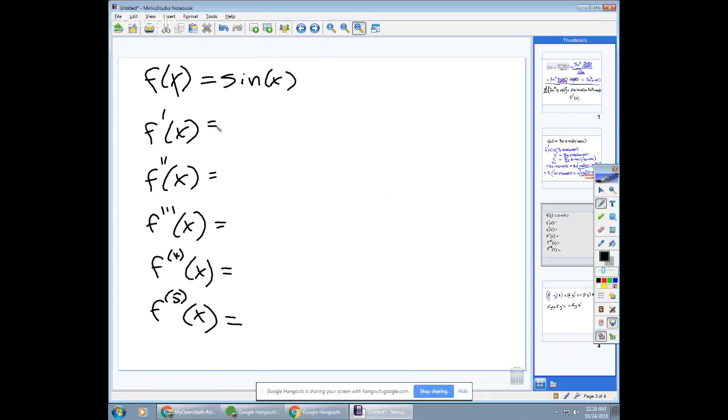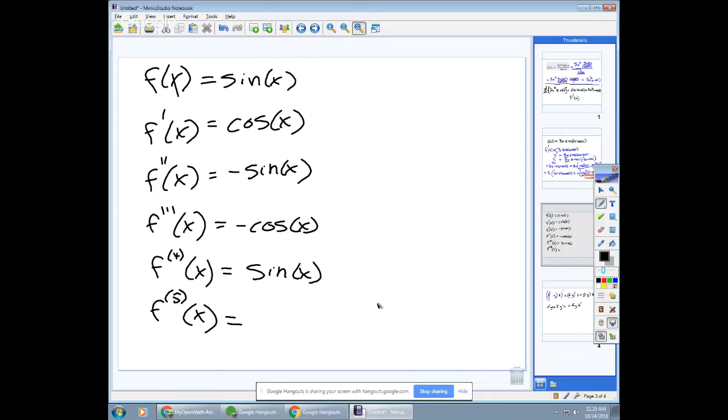Let's see, what's the derivative? You can help me. What's the derivative of the sine of x? Cosine. What's the derivative of the cosine? Negative sine. And the derivative of the negative sine? Negative cosine, because the derivative of sine is cosine, and the negative just hangs out. The derivative of the cosine is negative sine, so we already have a negative. So the derivative of negative cosine is just sine of x, and we're now back where we started. It goes through a cycle of 4 derivatives.